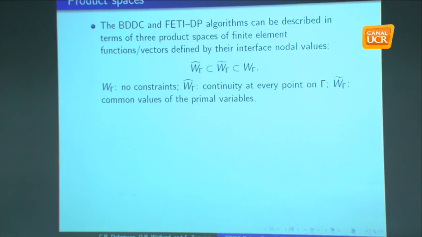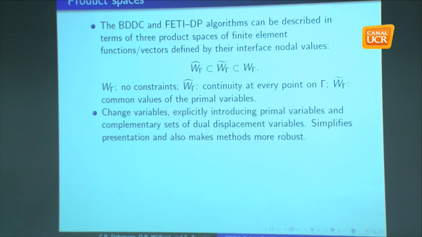Okay, so what do we have here? Well, we have a completely local space where we allow discontinuities at all interface points. We have the partially assembled space where the primal variables are continuous, but the others are not, and we have the fully assembled space. So no constraints, continuity at every point, and common values for the primal variables. These are the obvious spaces.